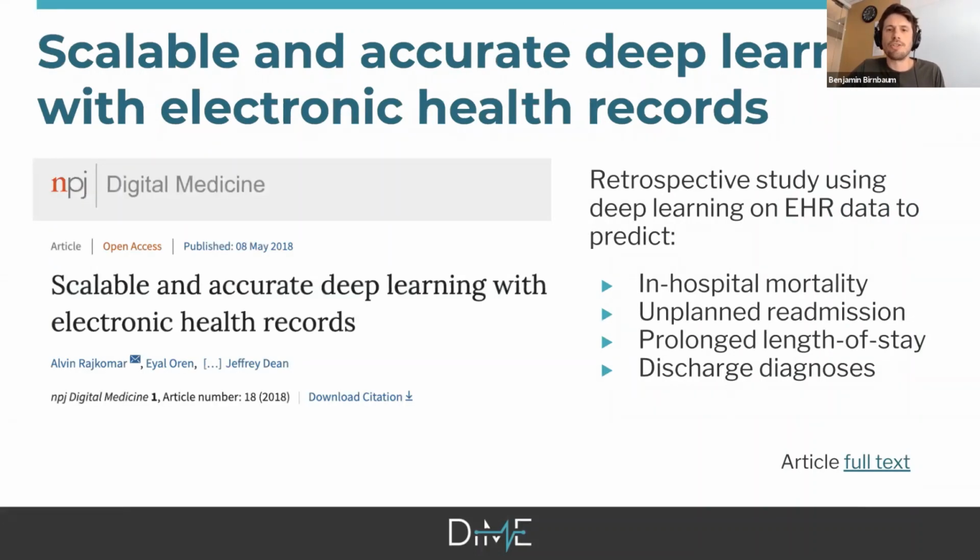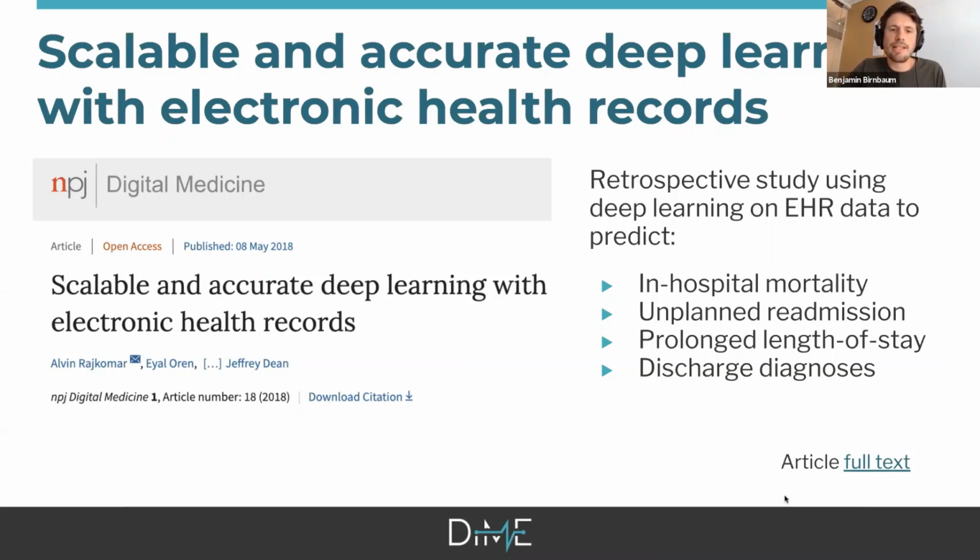So let me start by introducing these studies. The first is a study that came out of Google, and it's called Scalable and Accurate Deep Learning with Electronic Health Records. It's a retrospective study on electronic health record data, showing that this data can be used to make relatively accurate predictions on things like in-hospital mortality, unplanned readmission, prolonged length of stay, and the set of diagnoses that a patient will be discharged with.